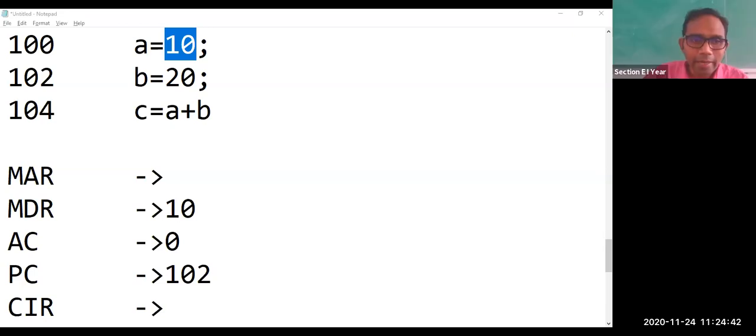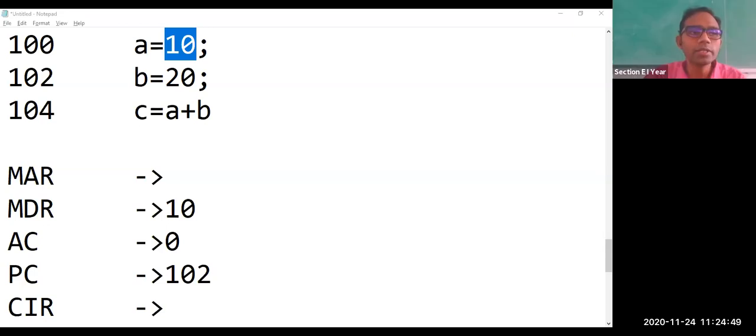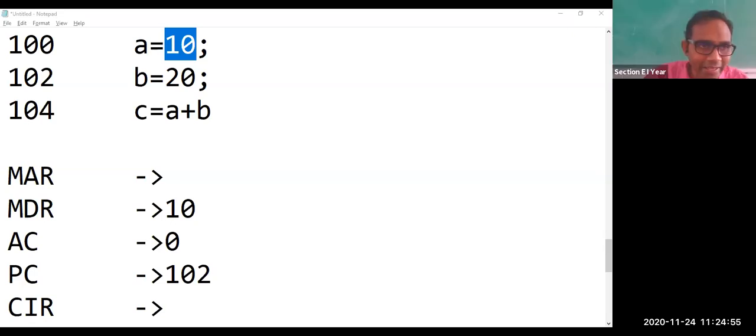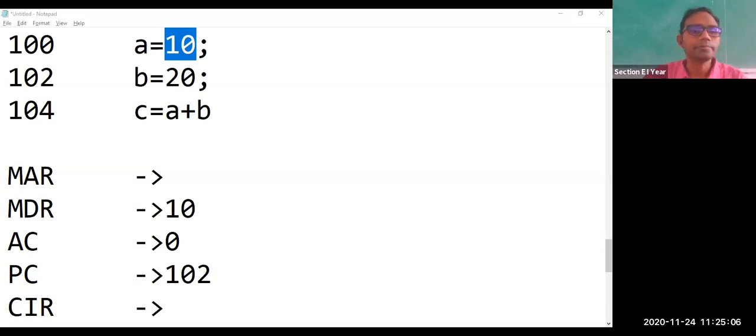So what will MAR be having? MAR will be having 1001 because we are executing this particular line. When we are executing this particular line, MAR will be having where this A is. What is the address of A? 1001. 1001 will be there in MAR. MDR, what does it have? Value 10 is there. So value 10 will be there in MDR.